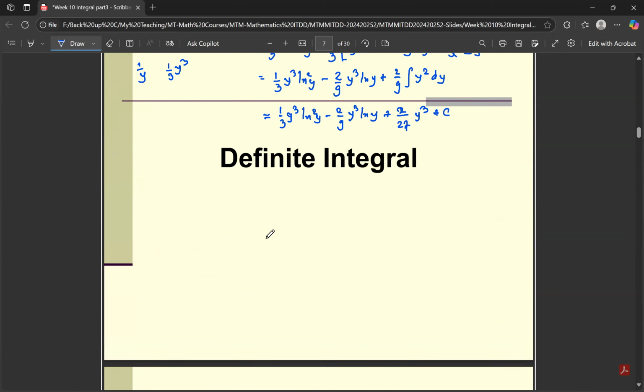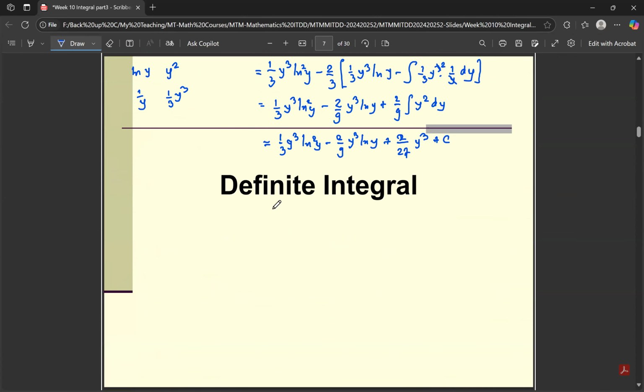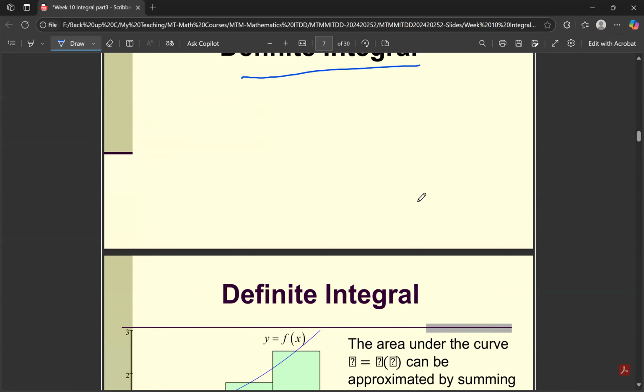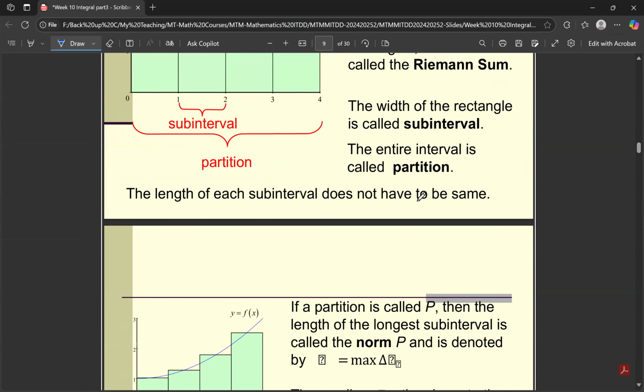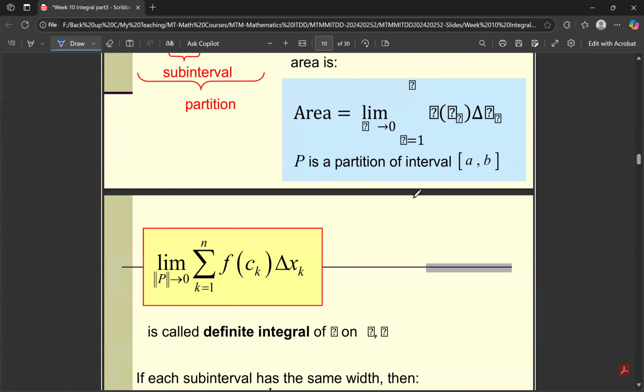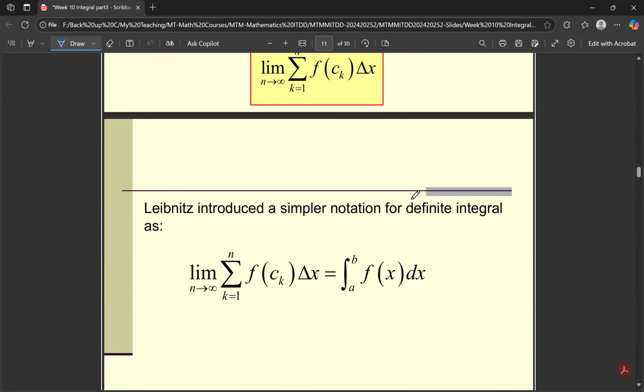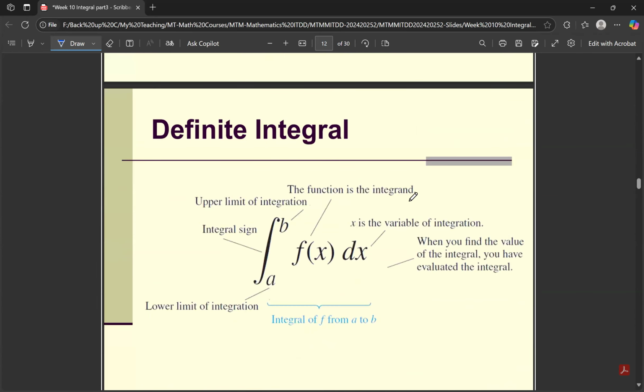Okay, this is the second topic about definite integrals. And what is a definite integral? I'll jump into the formula. Definite integral means the integral with an upper limit and a lower limit.